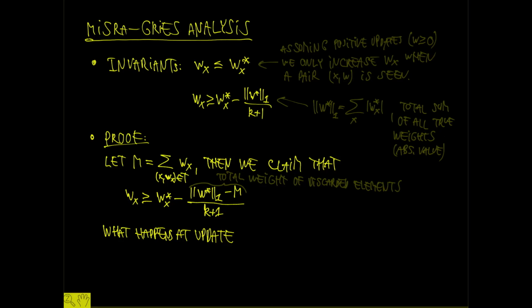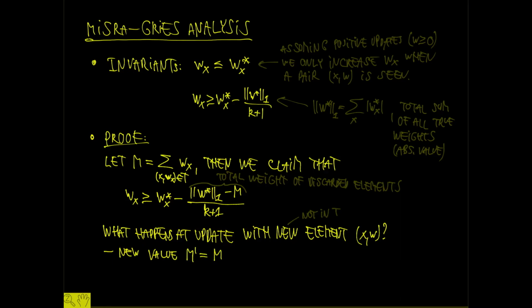So what happens when we update? Here we are going to focus on the case where there's no space in the sketch, and we need to insert a new element x, w. That is, where x is not in T. Let's denote the new value of m by m prime. So we are going to subtract the minimum m from k plus 1 values, the k ones in the sketch and the new element. And we're going to add the weight w.